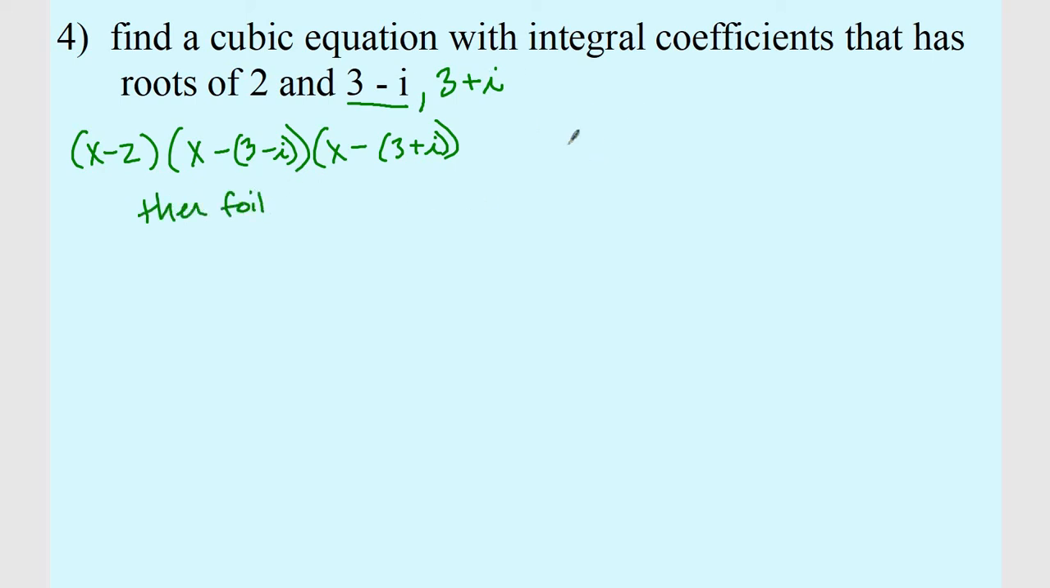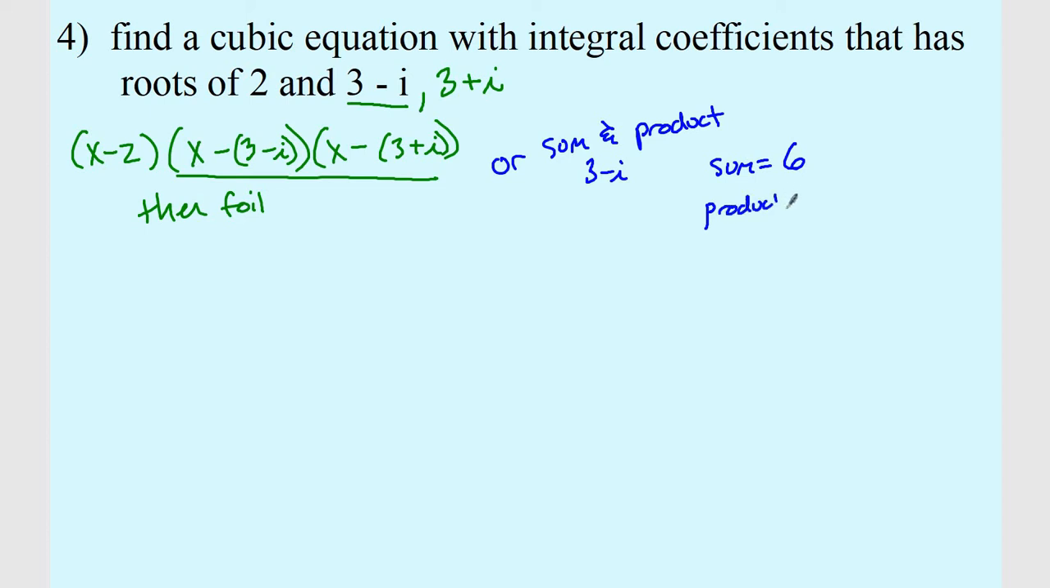Or use sum and product for the 3 minus i, 3 plus i, because I don't want you to leave it like this. This is gross. Okay, so you are going to either have to FOIL this or use sum and product to get that other term. So let's do our sum would be 6, and our product, 3 minus i and 3 plus i, so the product would be 9 plus 1, so 10.